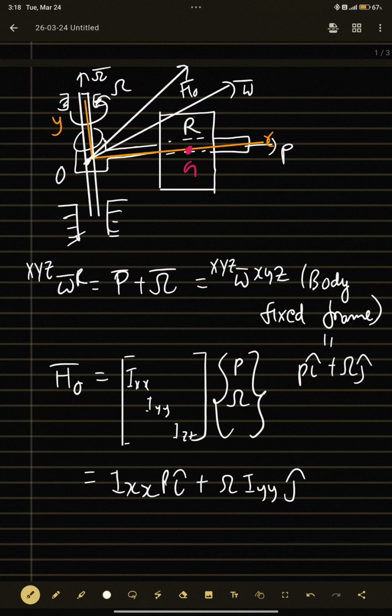I rotate by omega. But what is body fixed? Body fixed is rotating like this, and P is also rotating. So what will happen? How will he see omega? One answer is it will be constant in the body fixed frame. Anyone who has a different answer?